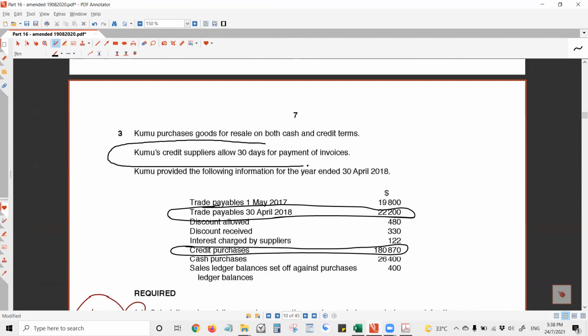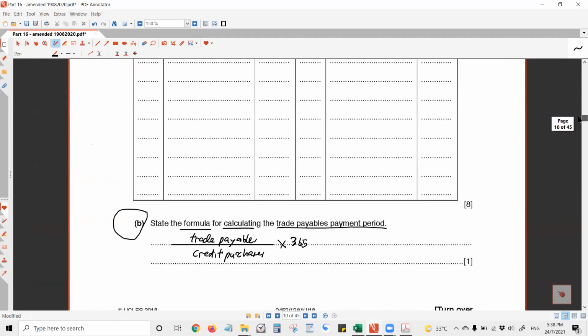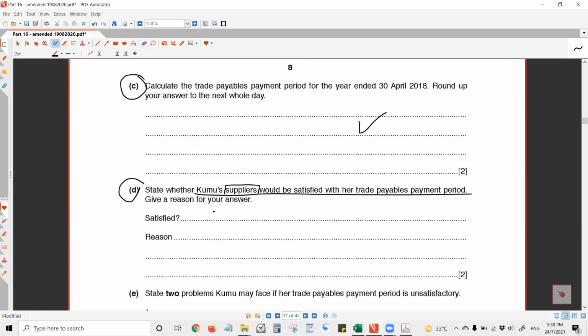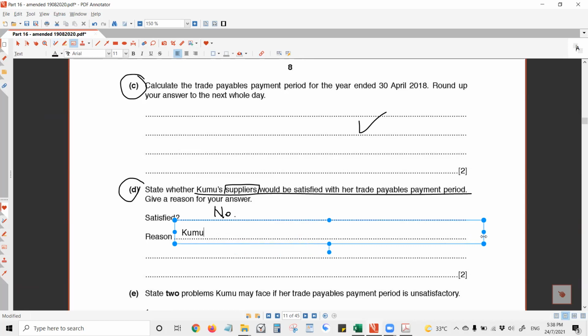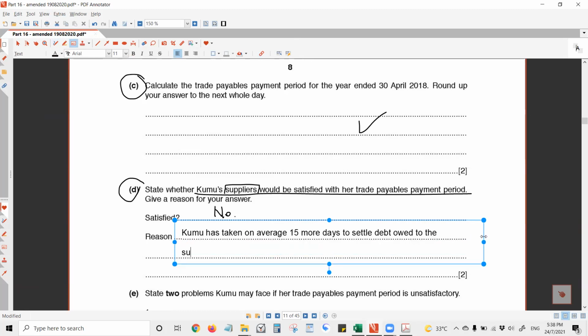Okay, so do you think suppliers would be happy? No, because they allow us 30 days. We spend more than 30 days to make payment to the supplier. So firstly, we say no. Okay, reason, we compare the figures. So we write, 15 days more, right? Kumu has taken on average 15 more days to settle debt owed to the suppliers.